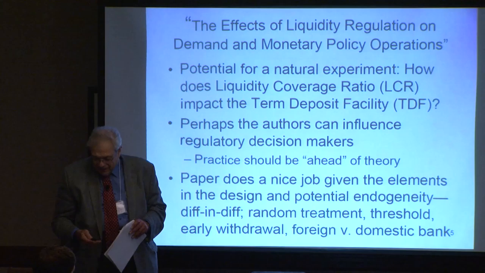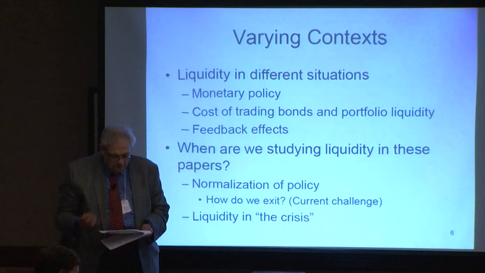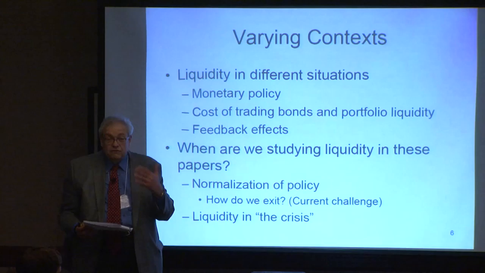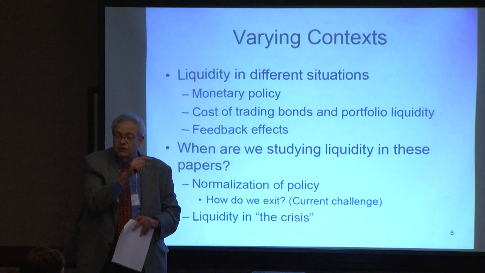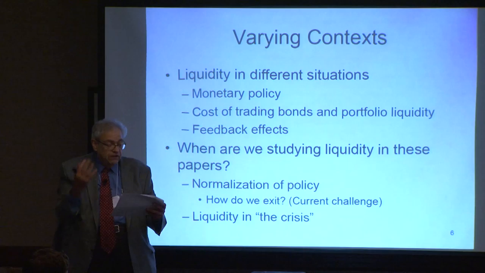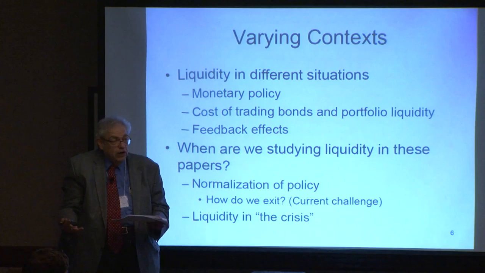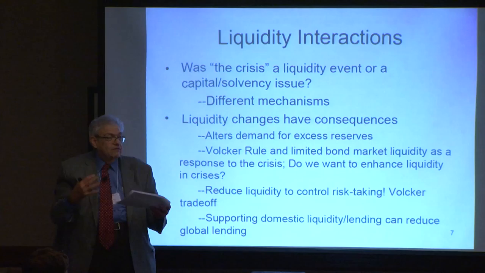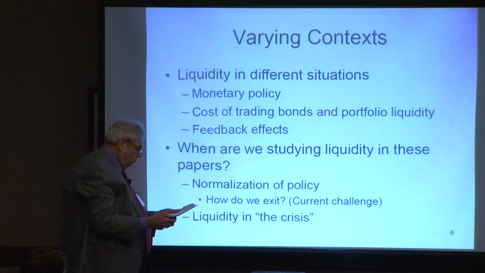Now, in terms of tying the papers together a little bit more, I want to point out that there are varying contexts, and the very context of liquidity. It's interesting to reflect, both in these papers and also this other paper that I discussed a few years ago on the commercial paper funding facility, at how the contexts vary. The context involves, to some extent, monetary policy. They involve trading, costs of trading bonds and portfolio liquidity. They involve feedback effects. We study these issues in a variety of contexts. We study liquidity sometimes in the crisis. Now we're studying it, in fact, with respect to the normalization of policy and how we exit, which has obviously become an important issue of the day and a current key challenge.